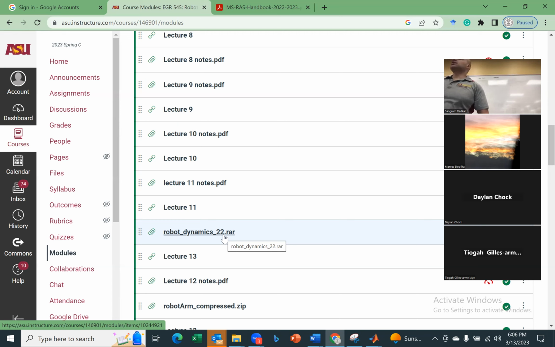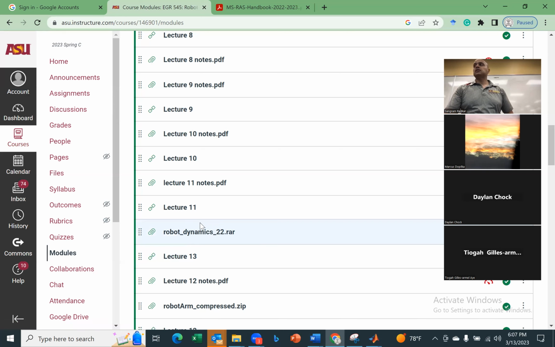If you don't have software to open RAR, then you can install this free software. It's called WinRAR. So you can download WinRAR and expand that file. Everyone understood? Go on to the Canvas, go to Robot Dynamics 22.rar and download that and then expand it.